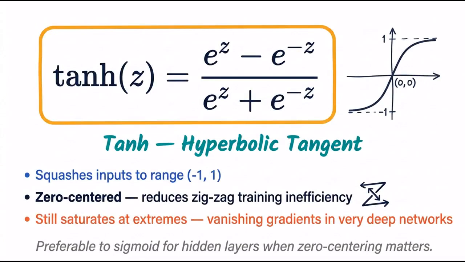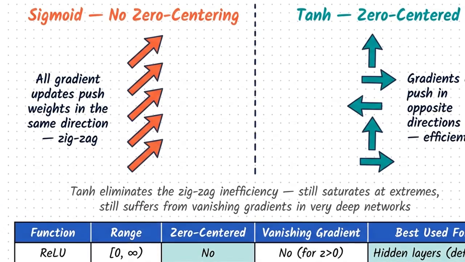Tanh: tanh of z equals e to the z minus e to the negative z, divided by e to the z plus e to the negative z. Tanh is Sigmoid's better-behaved sibling. It squashes inputs into the range negative 1 to 1, which means its outputs are zero-centered. Zero-centered outputs reduce a subtle training problem. When activations are always positive, as with Sigmoid, all gradient updates tend to push weights in the same direction, creating a zigzag inefficiency. Tanh eliminates this.